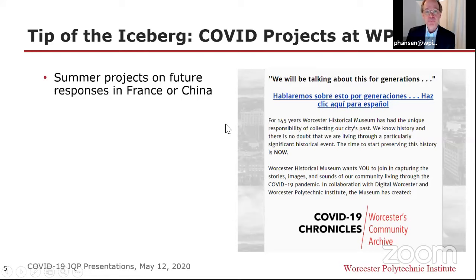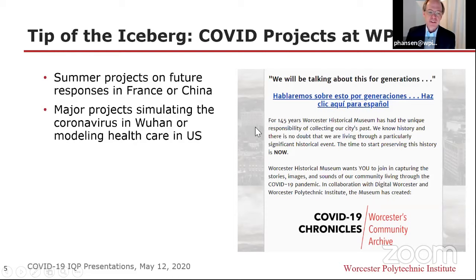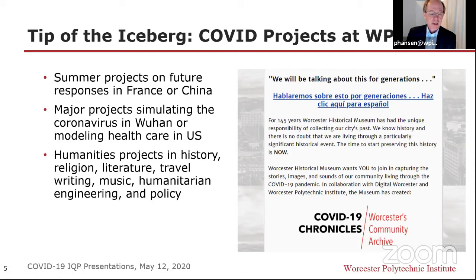There have been major projects in students' major fields, simulating the coronavirus in Wuhan, or modeling the healthcare system in the US and the different stresses this disease puts on it. There have been many projects in the humanities and arts, in history, religion, literature, and so forth, in which students are engaging with what social distancing means in today's contexts.